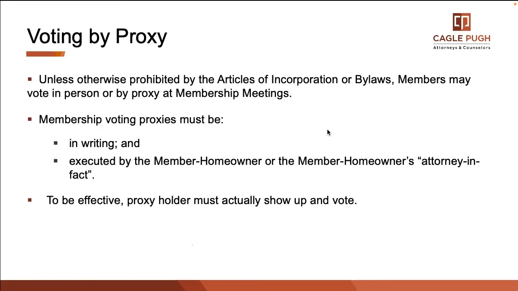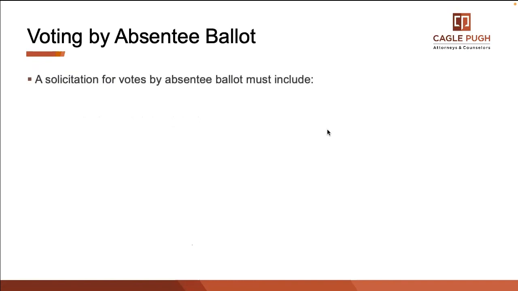It's rarely going to come up that you're going to have somebody execute a proxy by virtue of a power of attorney, but it is possible. Now, to be effective, the proxy holder must actually show up and vote. I get this about once a year: can I give my proxy to somebody else who then gives their proxy to somebody else, and then that person shows up? You can't do it that way. You give your proxy to one person, that's the person who can show up and vote. If they don't, then nobody votes for you at that meeting.